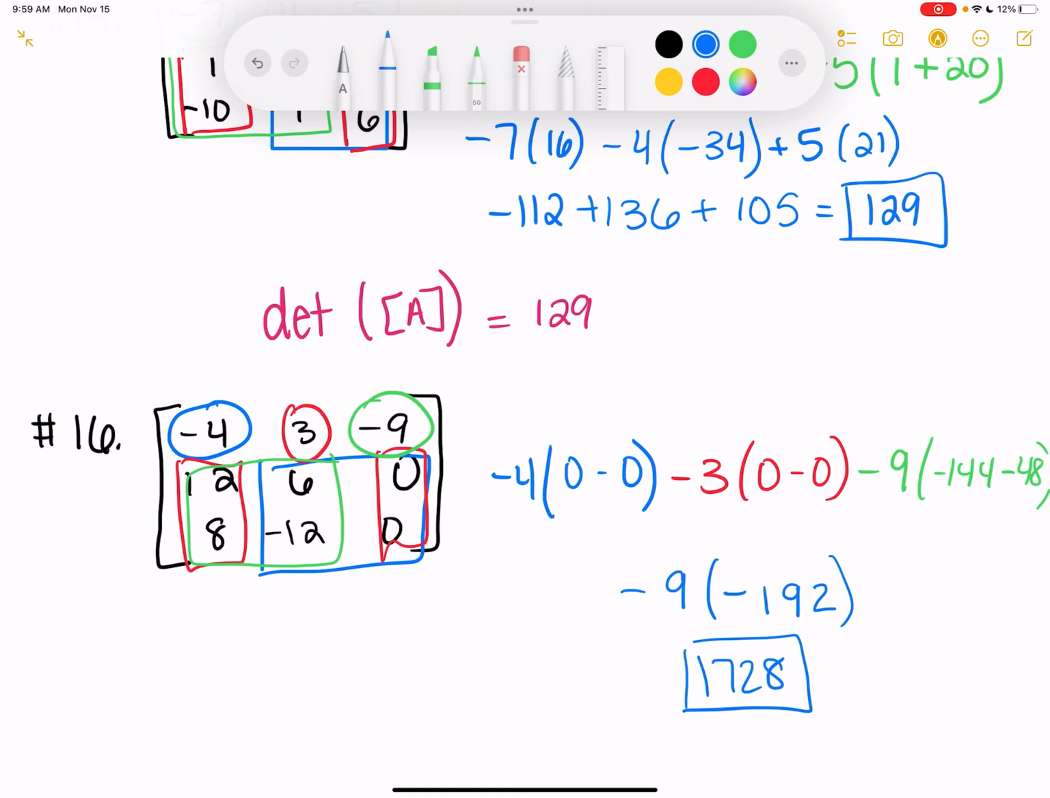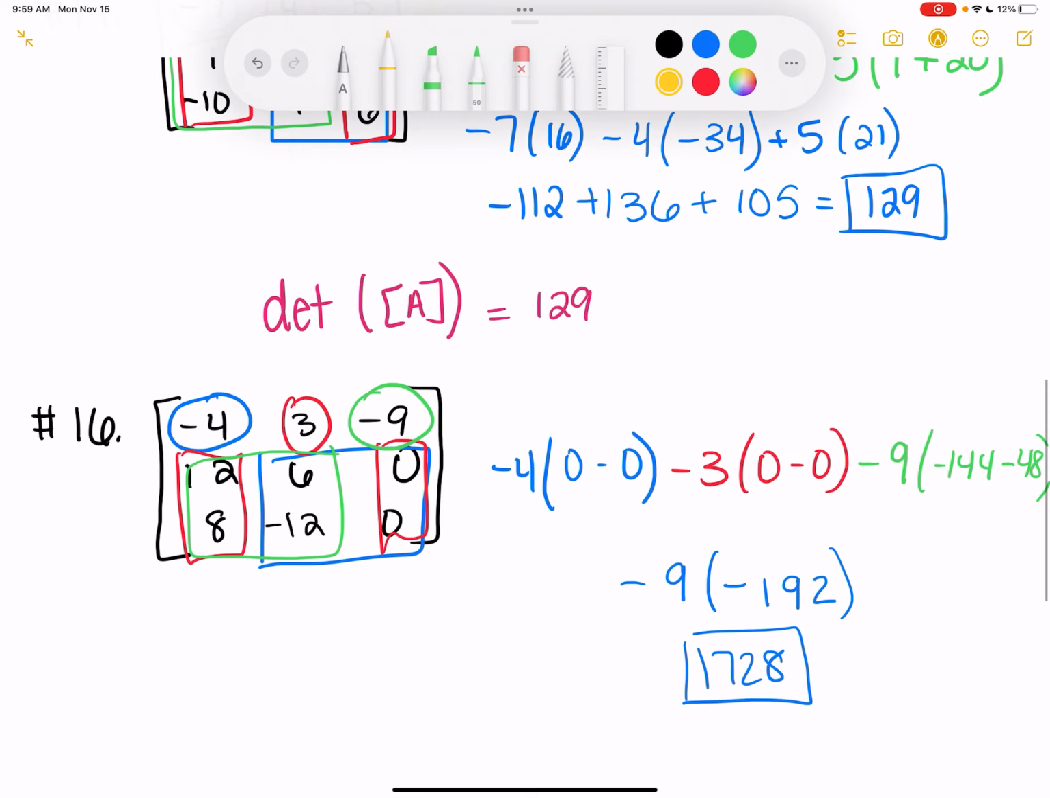Please just run me through, explain. All right, negative something times the determinant here. Okay, 6 times 0 minus 0 times -12. So 0 minus 0, that goes away. Okay, that's gone to 0.